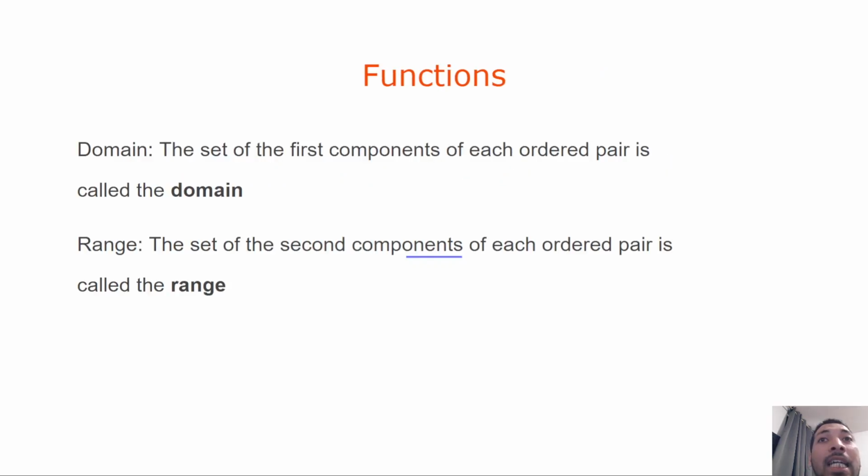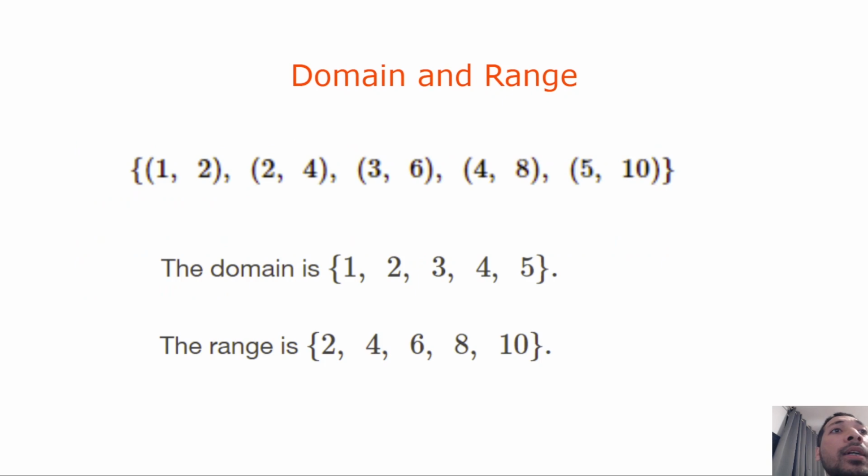Now in this input and output relationship, the set of the first components of each ordered pair is called the domain. That means the inputs are called the domain. And the set of the second components of each ordered pair is called the range. That means the set of all the outputs is called the range. So over here, our domain is 1, 2, 3, 4, 5. And the range is 2, 4, 6, 8, 10.